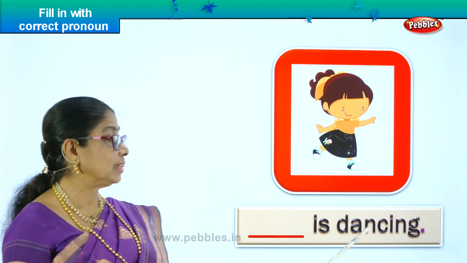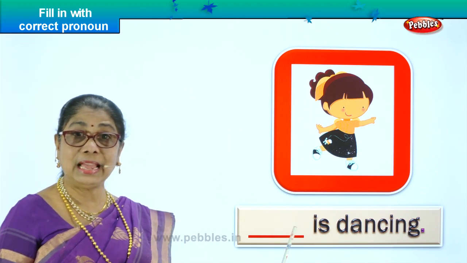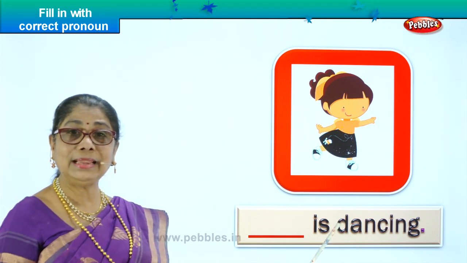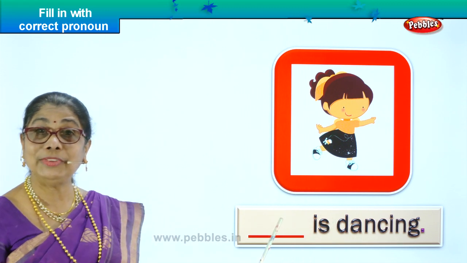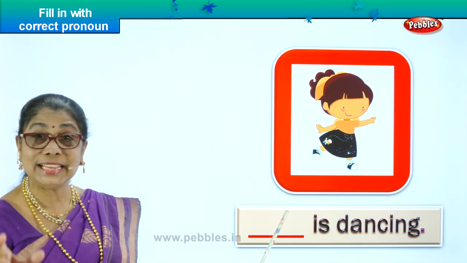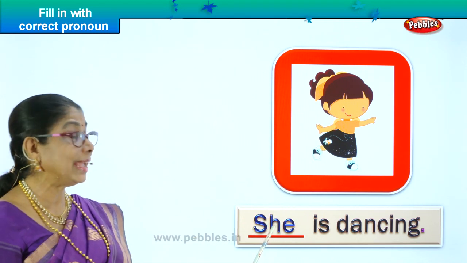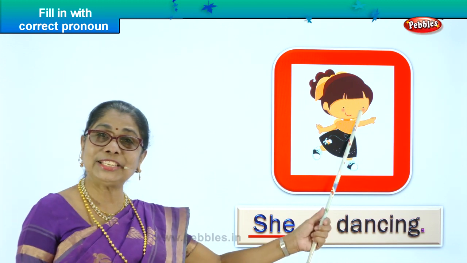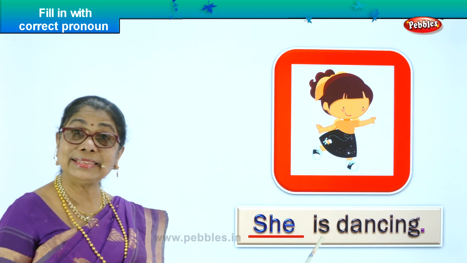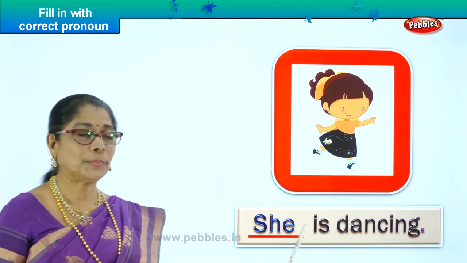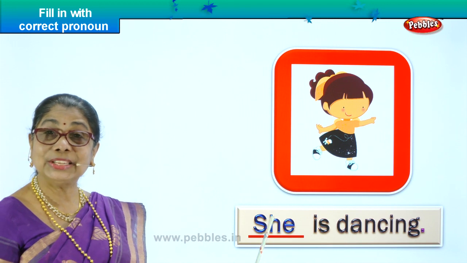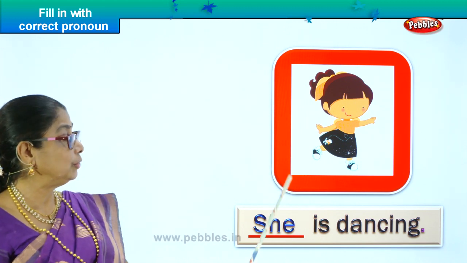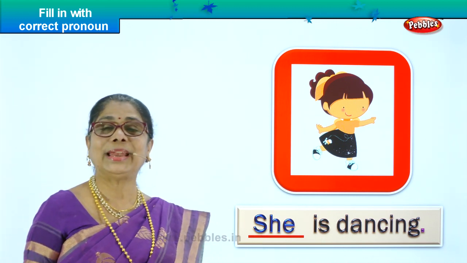What is happening here? What is the action? Dancing. Can we say it is dancing? No. This little girl. He is dancing? No, he is for boy. So what is the word that we'll use here? Pronoun? She. Very good. For little girl, so we write she. She is dancing. What is she doing? She is dancing. So we use the pronoun she to complete the sentence. Did you like the exercise? Good. So we have used she here. Let's look at another picture.